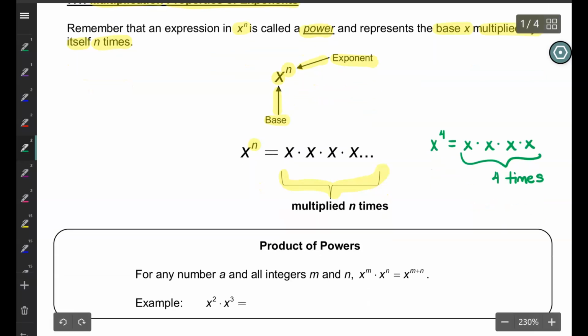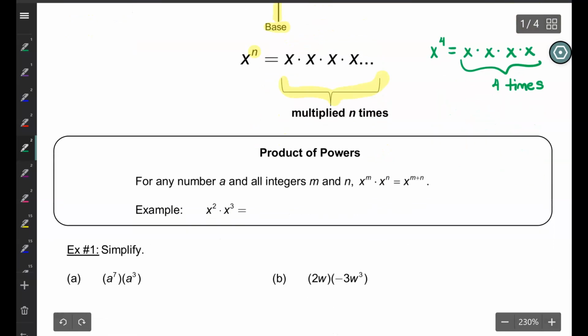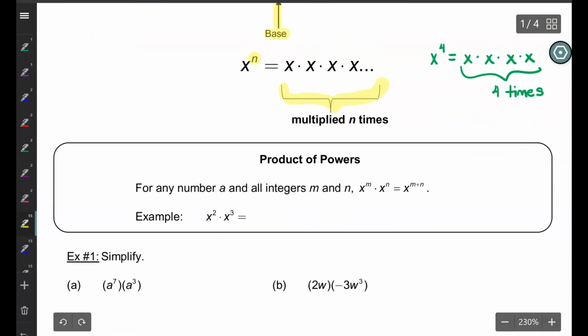Okay? All right, so today we're going to do 2 properties. The first one is going to be the product of powers. So if you have x to the mth power and x to the n power, what you can do is combine these by just adding the exponents.